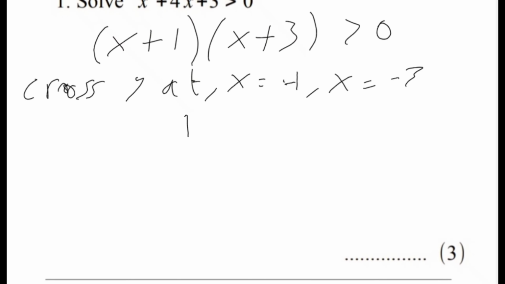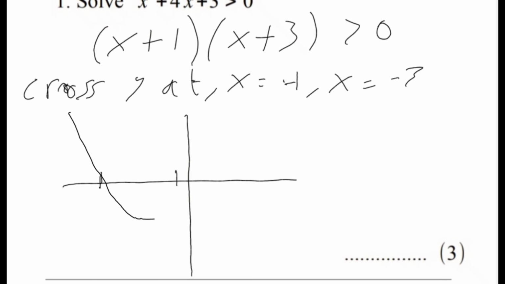And the first method of solving inequalities is that we know the graph will cross at x equals minus 1 and x equals minus 3. These are the two roots of the equation. So when we draw a parabola, we know that it will cross the x-axis at these 2 points. So we first draw the graph, and this is the second part of our method.